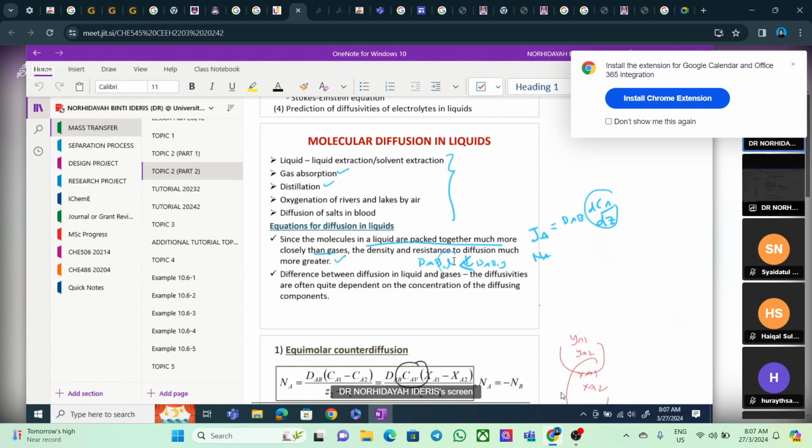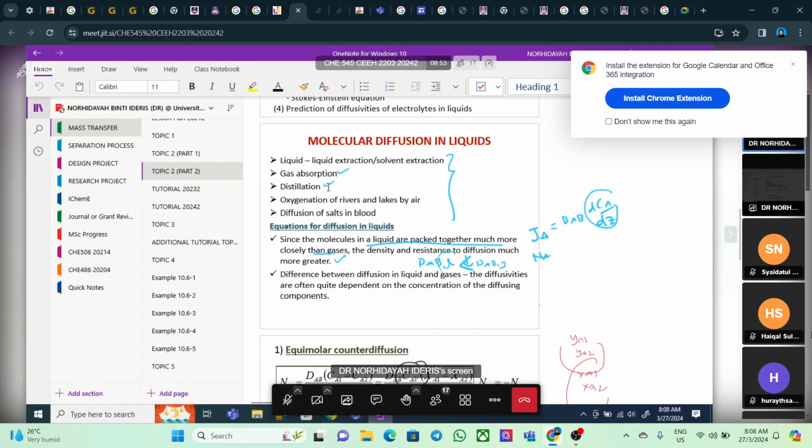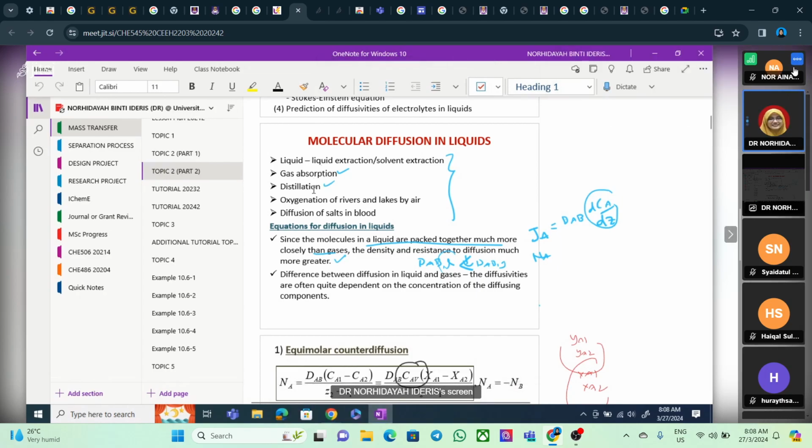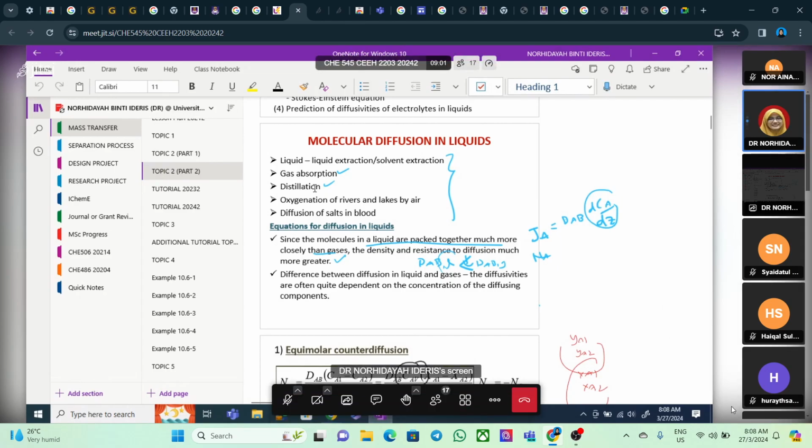In a chemical plant, if the question asks you to give an example of equipment which uses the concept of molecular diffusion in liquid, you can straight away answer with the process of liquid extraction, gas absorption, distillation, right? So gas absorption is the one that we're going to learn after the MTA, and liquid extraction and distillation are the ones that you're going to learn next semester in separation process.